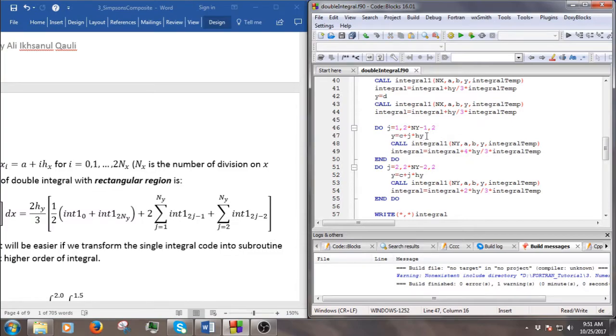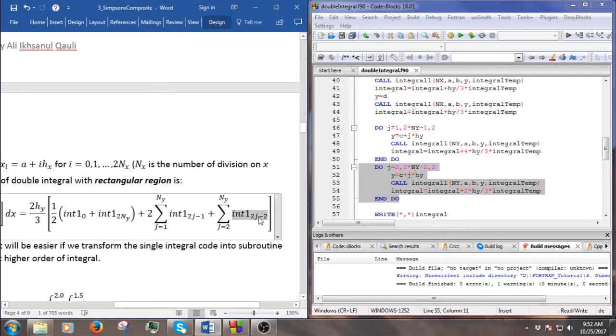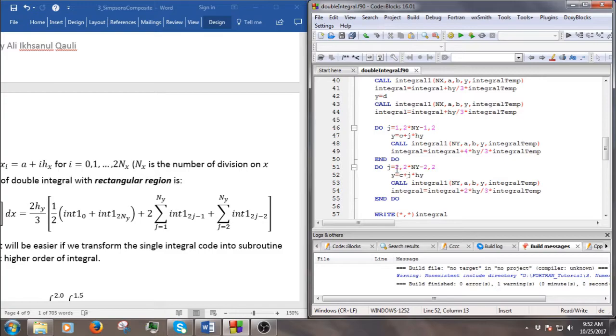Okay, and on each iteration we introduce the y as a function of g, because integral one depends on y here. Well, actually we can use integral one as a function of g, but it's just a matter of style. You can modify the code later. And we store the result into the integral variable here. And the last is calculating this last term, integral 1 of g minus 2, from g equals 2 to 2 multiplied with ny minus 2 with the step size of 2.